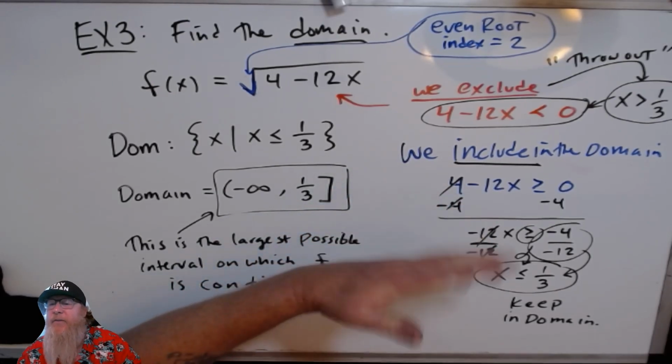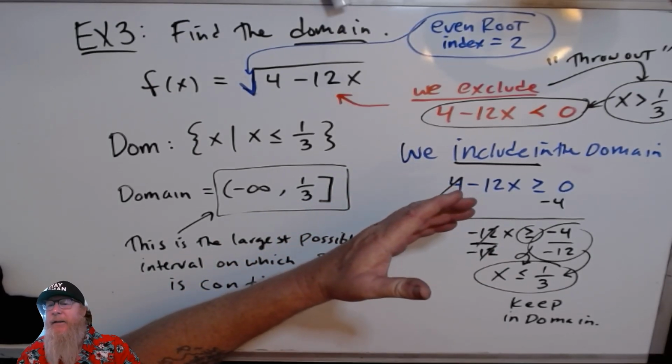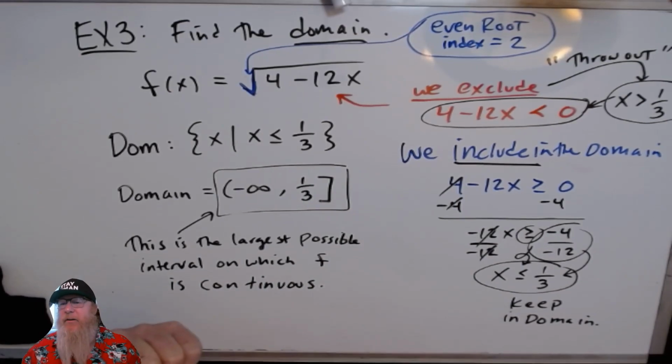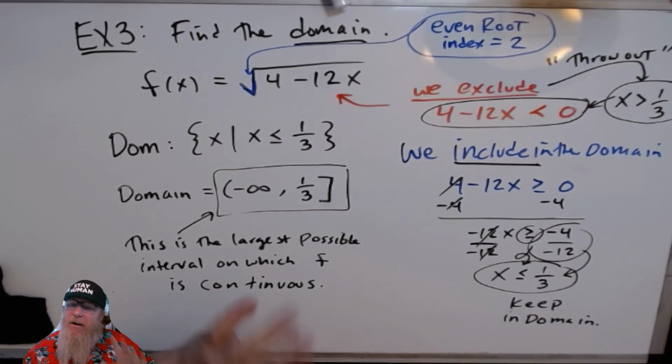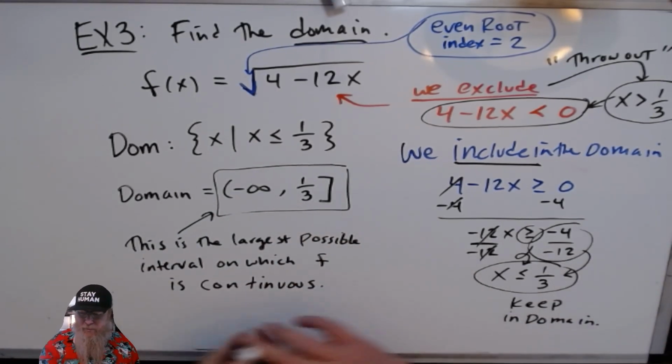If this 12 had been a positive 12, then it would be greater than or equal to 1/3. I would not have reversed it. So I just want to point that out now before we get too far down the road.